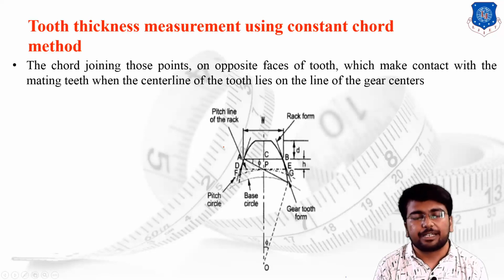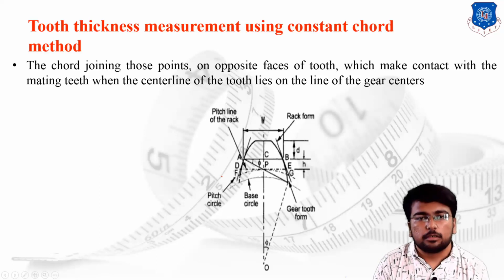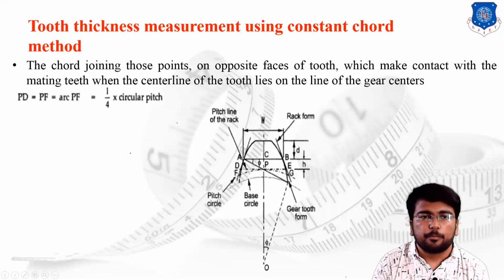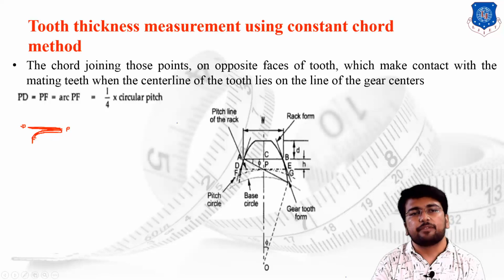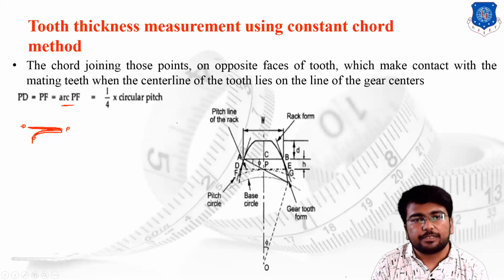So the width, or we can say the distance between A and B, is known as the constant chord. Consider the arc PF. Here we have F, here D, and over here you have the point P. I can say that PD is equal to PF, because if the angle is very small, then we can eliminate the effect of the arc. So PF is equal to PD, and the arc PF itself is 1/4 of the circular pitch. Now what is the circular pitch?